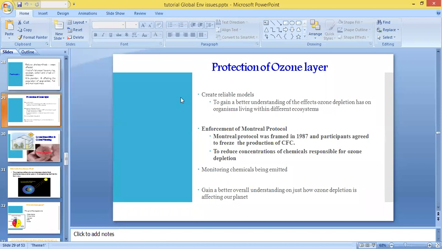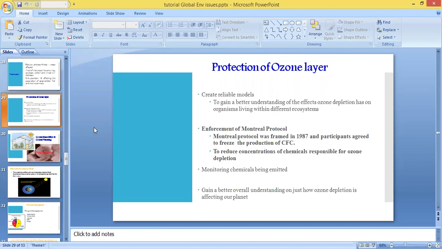Okay, protection of the ozone layer. Since we see over here that the ozone layer should be protected, if it is depleted, it will cause a lot of problems in the entire environment, and it will create a lot of ecological imbalance in nature. So what is done to protect the ozone layer?